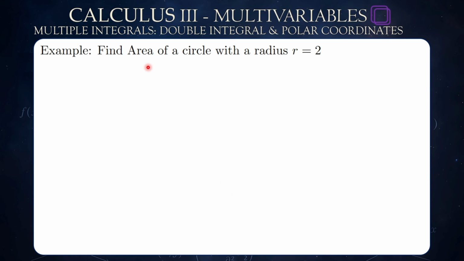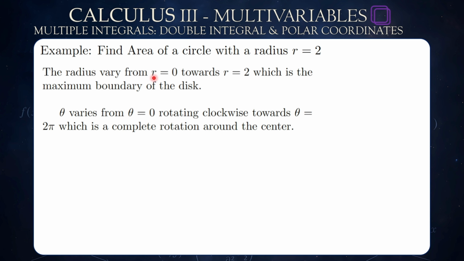Example, find the area of a circle with a radius r equal 2. Let's use the double integral to find that area. At first, the radius varies from r equals 0 towards r equal 2, which is the maximum boundary of the disk radius. Theta varies from theta equals 0 up to theta equal to 2 pi, rotating to complete a full circle, which is a complete rotation around the center.